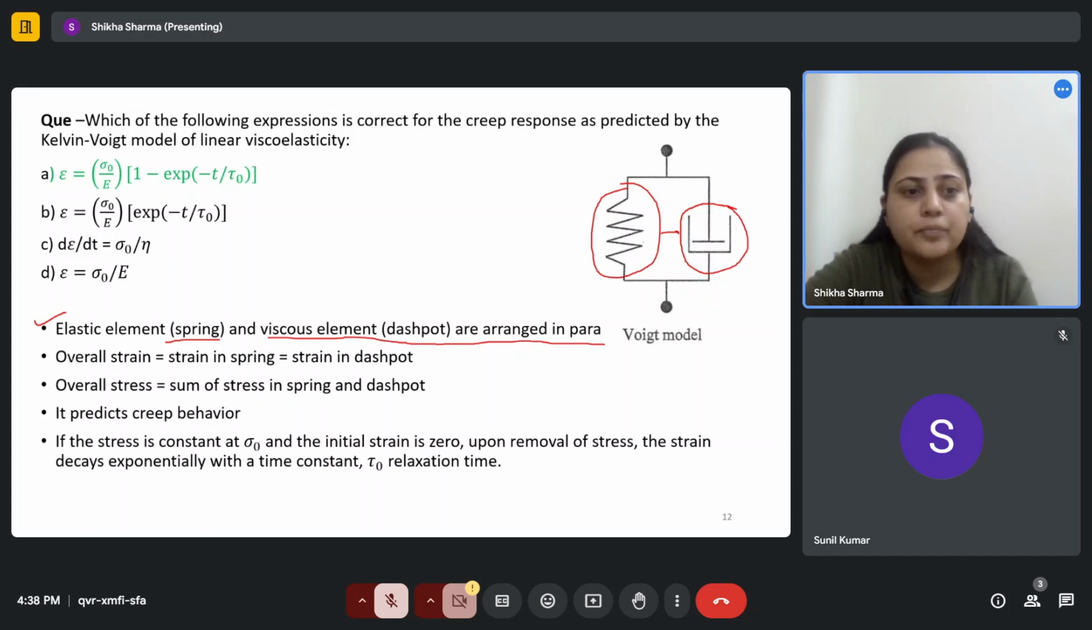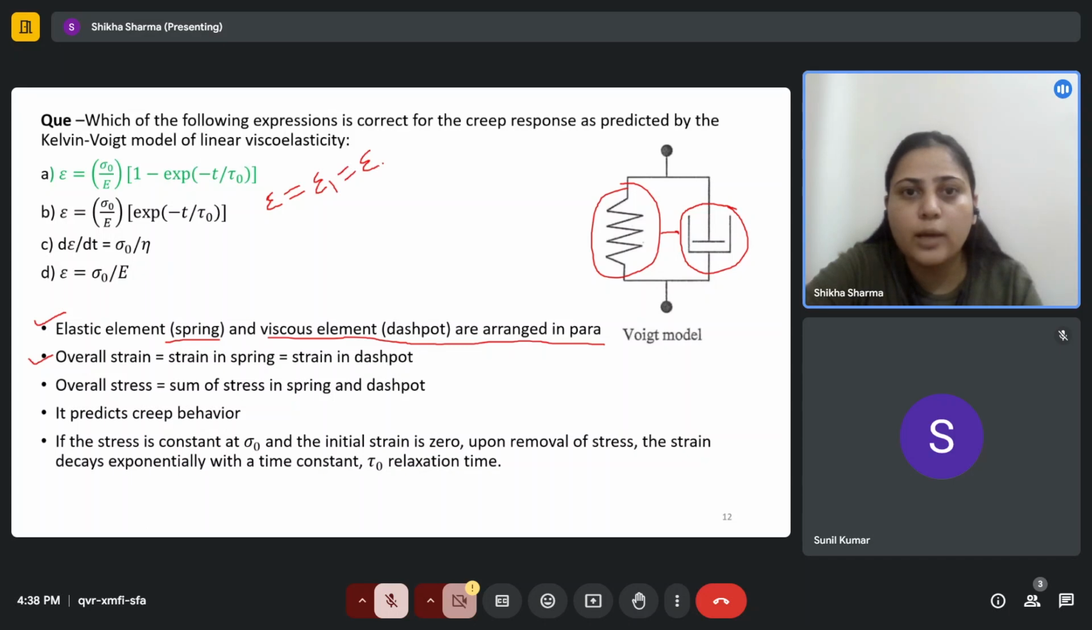And what is going to happen in this? The overall strain will be equal to the strain in the spring, which is equal to the strain in the dashpot. So here the strain will be the same, the overall strain will be the same in the spring and the dashpot.